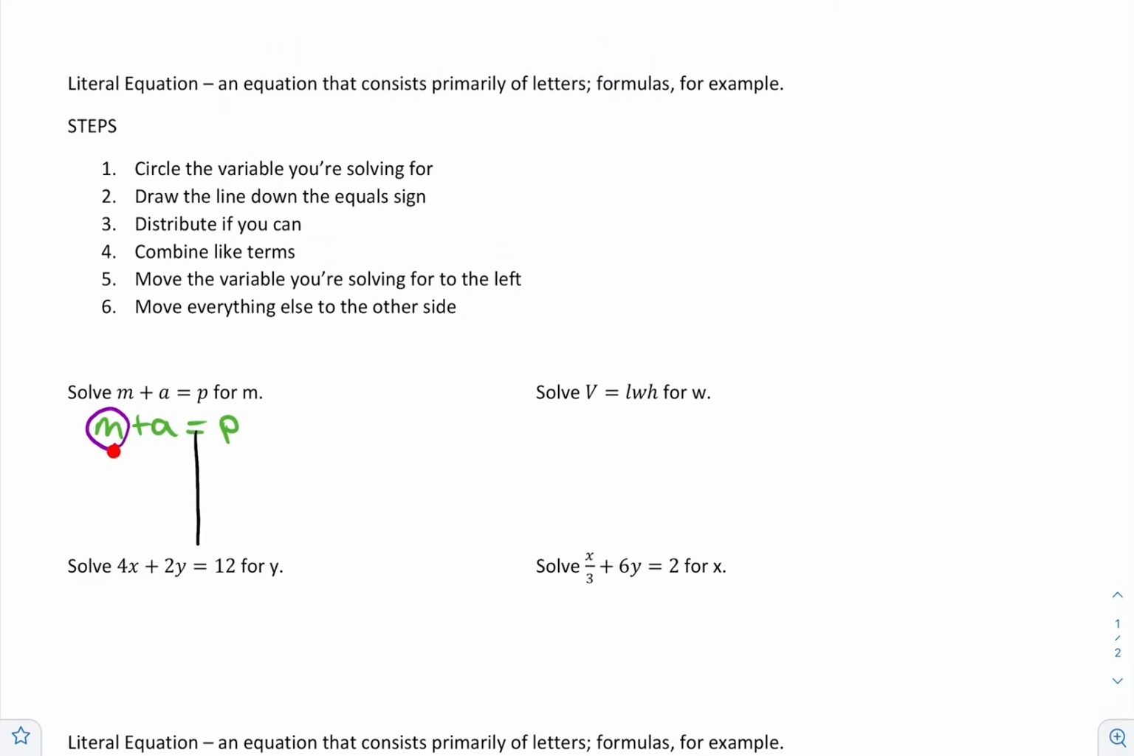If we look over here, notice that the m is by itself, but not completely on the left side. It has a plus a. And in order to solve for m, we have to get rid of the plus a, so we need to do our inverse operations. There are no terms to combine, no distributive property. But we can make sure that this m is left to the left side on its own. So let's do that. Our inverse operation of addition is subtraction. So we subtract a from each side.